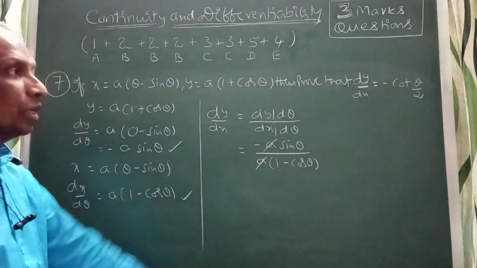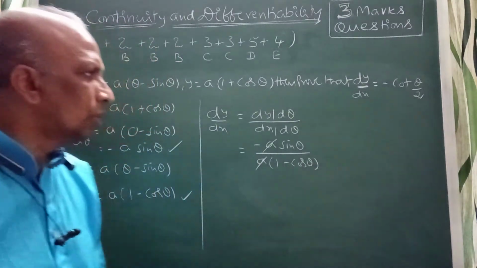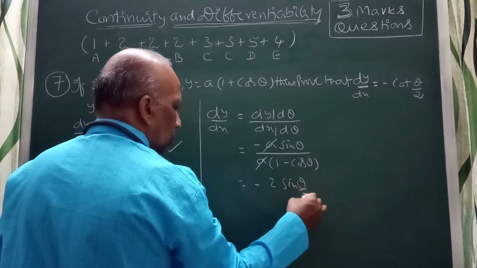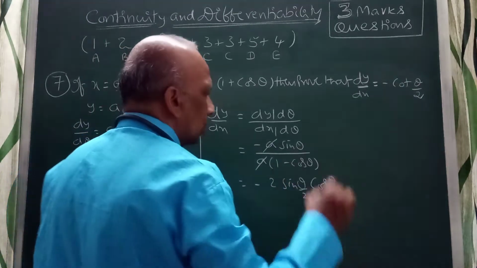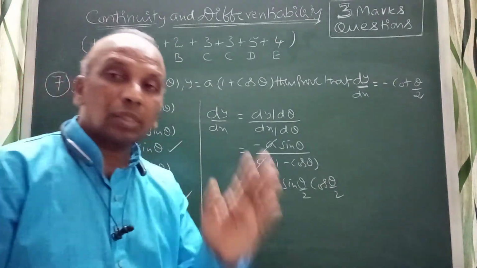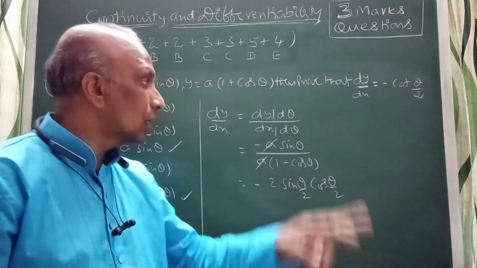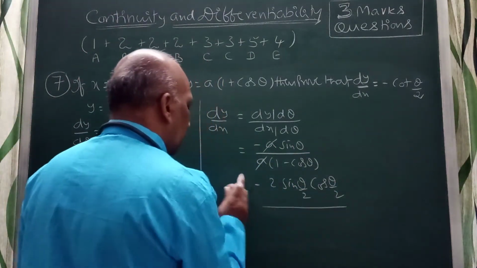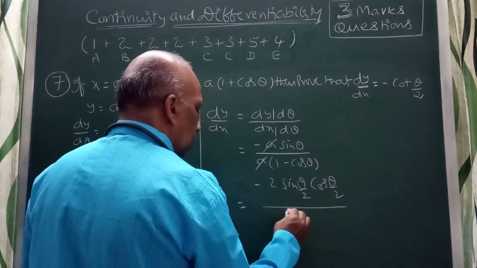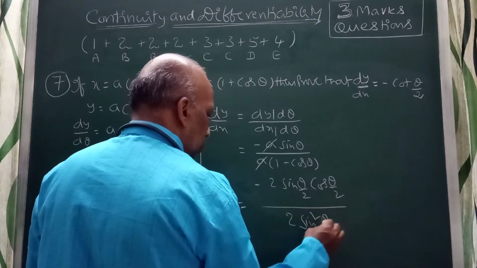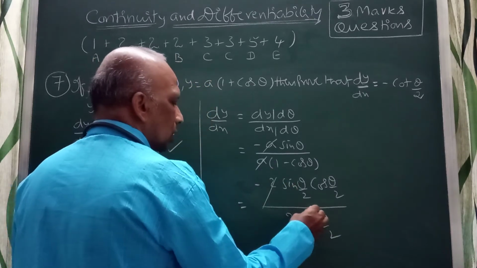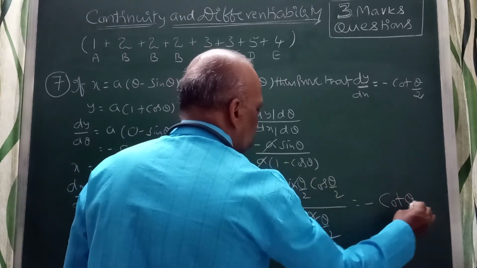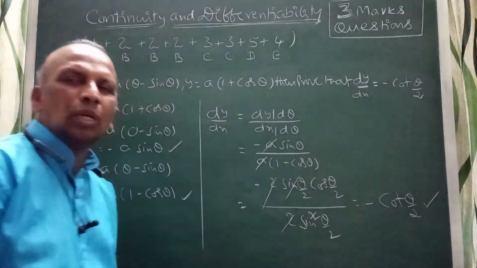What they are asking is they expect this answer, minus cot theta by 2. Then what will I do now? Minus sin theta becomes 2 sin theta by 2 cos theta by 2. How do you know this? We have the formula sin 2 theta means 2 sin theta cos theta. So sin theta means 2 sin theta by 2 cos theta by 2. And 1 minus cos theta you can write as 2 sin square theta by 2. The 2 gets cancelled, sin square theta by 2 in the denominator, so cos by sin gives cot theta by 2. That is the required answer. Minus cot theta by 2 is the required answer.